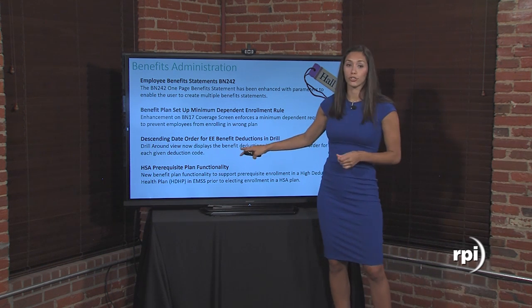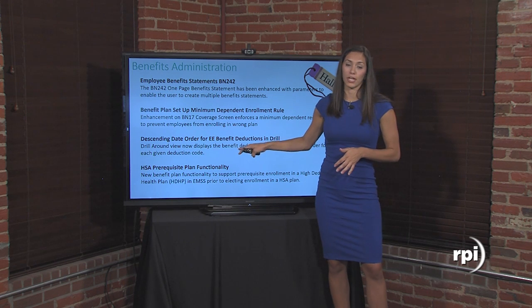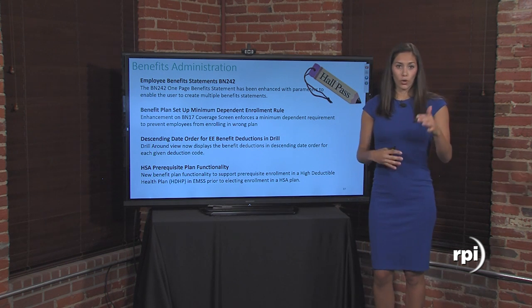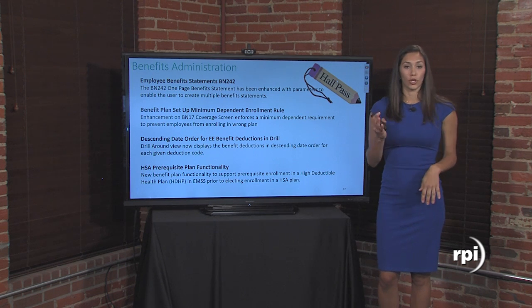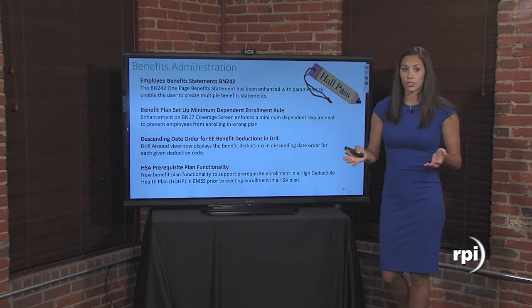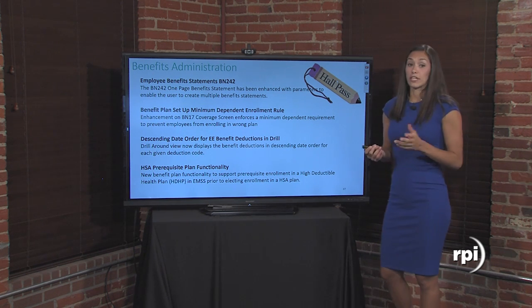In employee drill, or in drill for the benefits deductions, it used to show the oldest first and you'd have to scroll all the way down to get to the newest. Now it's going to show in the opposite order, so that's just a quicker enhancement.